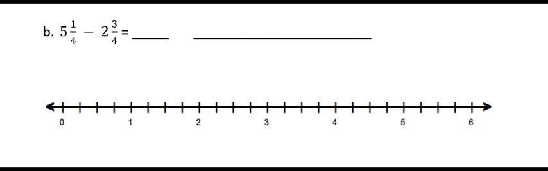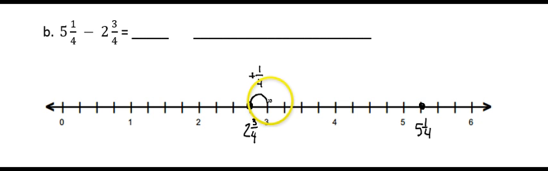Here's another example. This time the problem is 5 1/4 minus 2 3/4. Again, I'll start by plotting both fractions on the number line. 5 1/4 falls here, and 2 3/4 falls here. Now I just need to find the difference between those 2 points on the number line. Again, I'm going to start by hopping to the whole number, and that is a hop of 1/4 since each whole section has been divided into fourths.